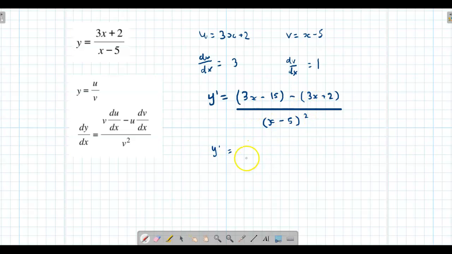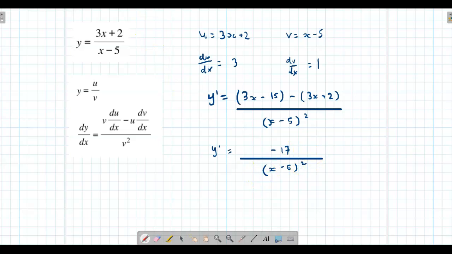Now I can actually just tidy that up a little bit. 3x take away 3x is no x's. Minus 15 take away 2 is minus 17, and we'll just keep that on the bottom. We're not going to expand. Okay, we'll try not to do too much simplification here. And that's x minus 5 squared.